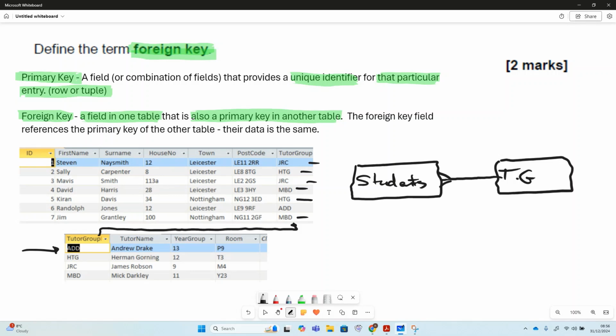Okay, so that's just a very quick explanation of the idea of foreign key and defining the term for a 2-mark question.